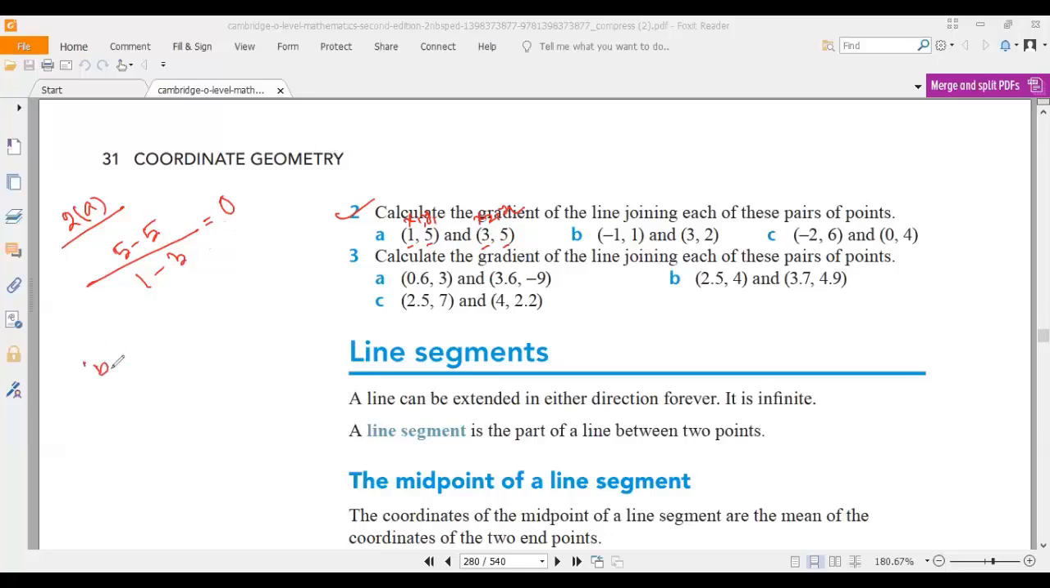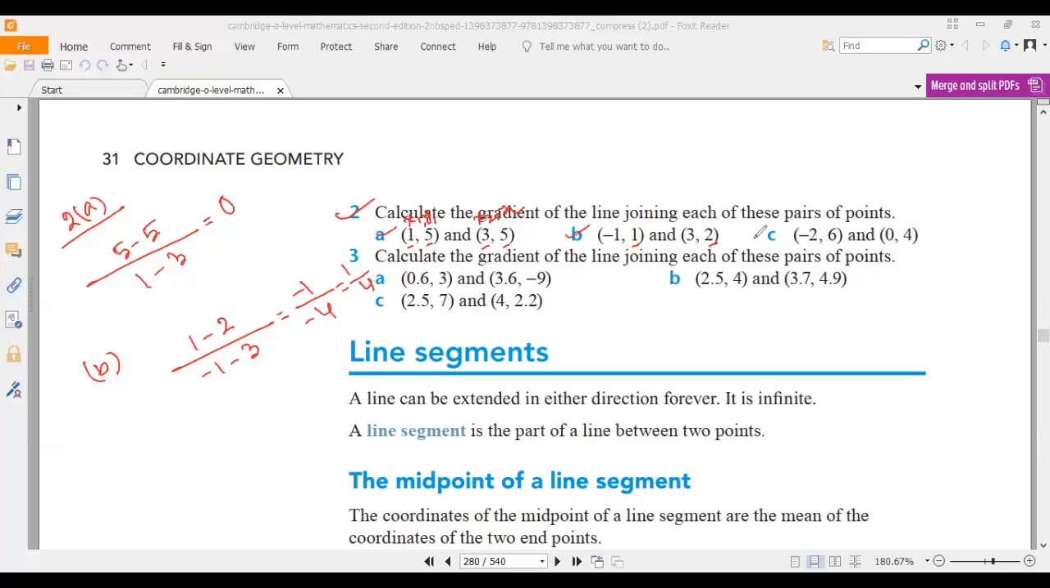Similarly, if I want to solve number B, that will be minus 1, 1 and 3, 2. So 1 is y1, 2 is y2. So 1 minus 2 divided by x1 minus x2. So minus 1 minus 3. So this is the gradient. After calculating, we will get the final answer minus 1 by minus 4. What is the final answer? It will be 1 by 4.